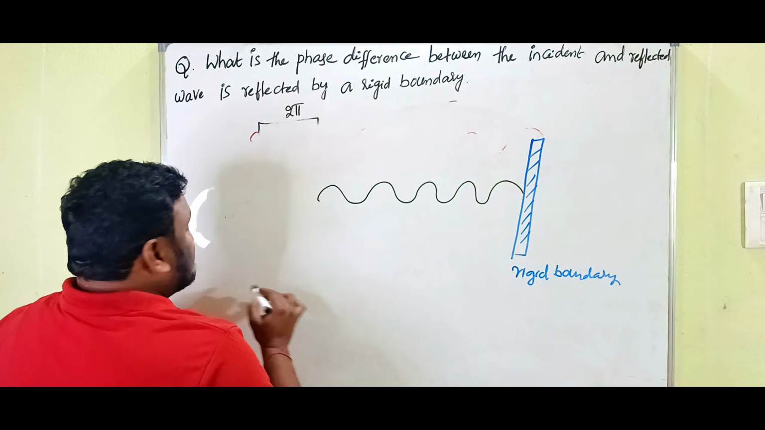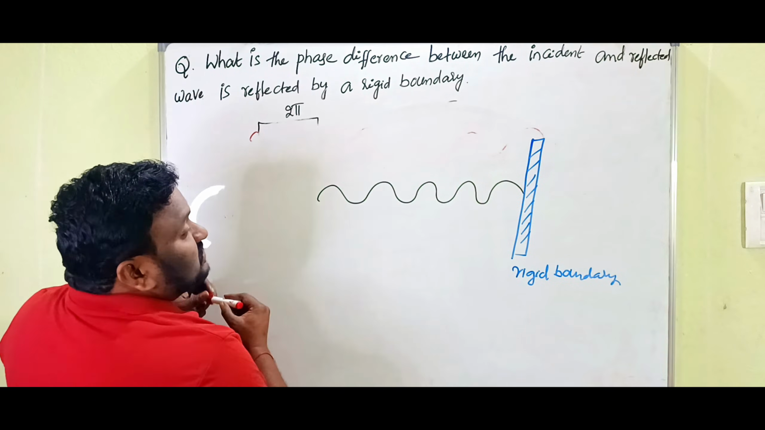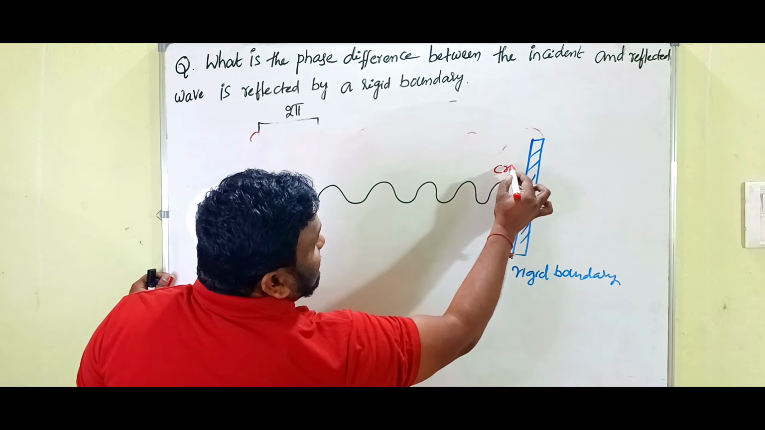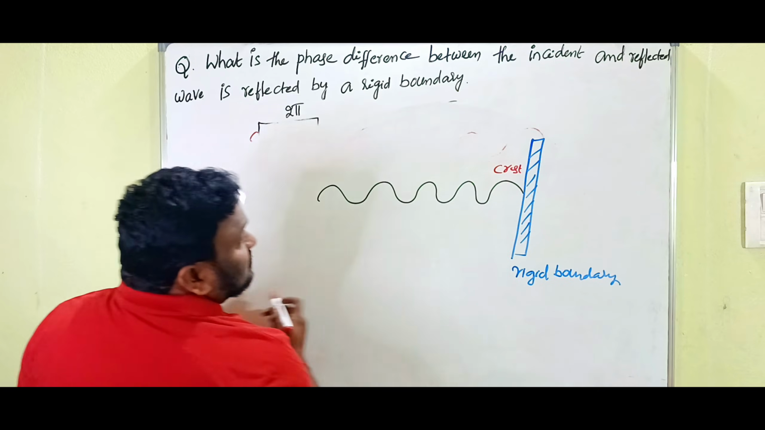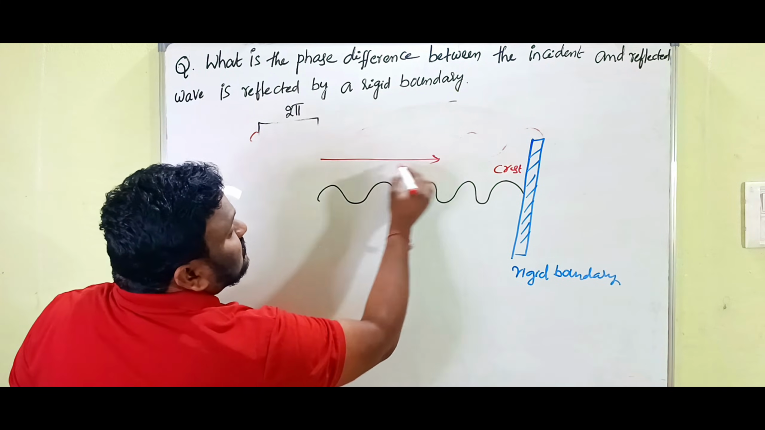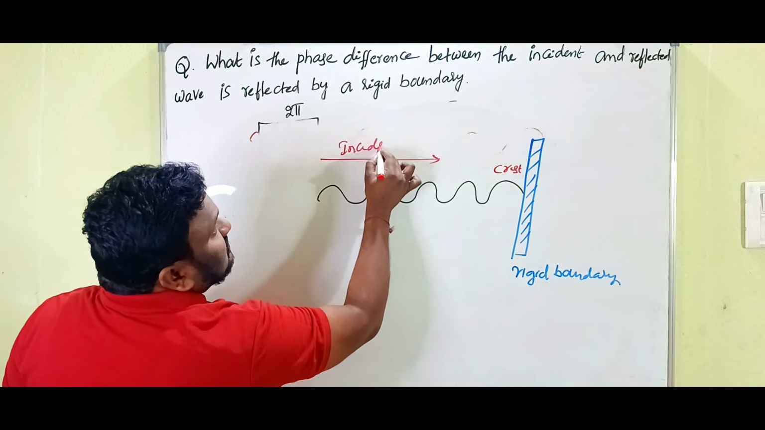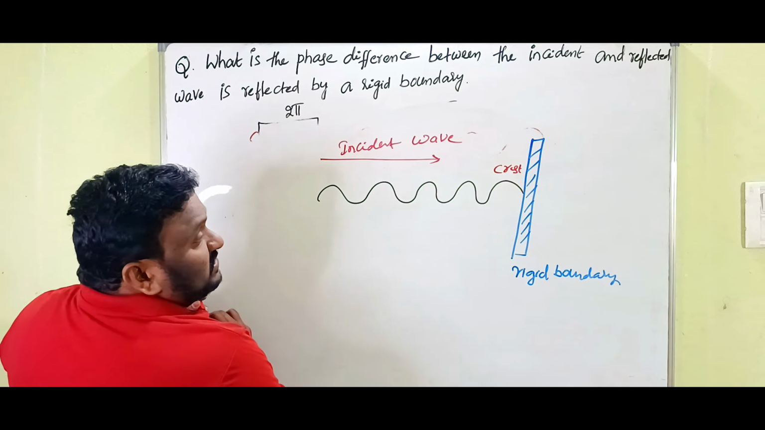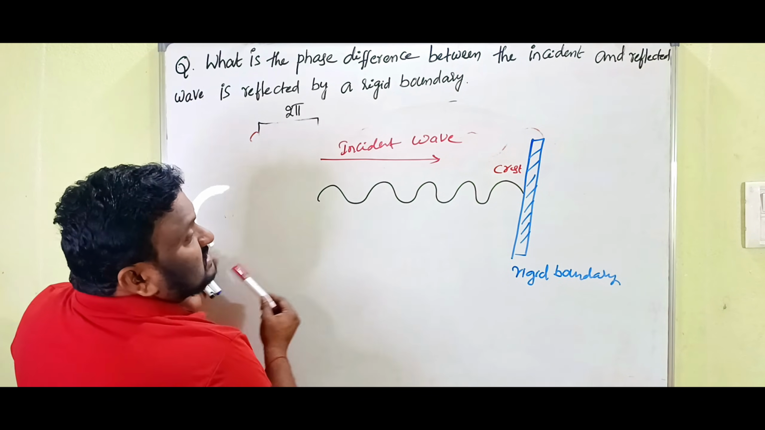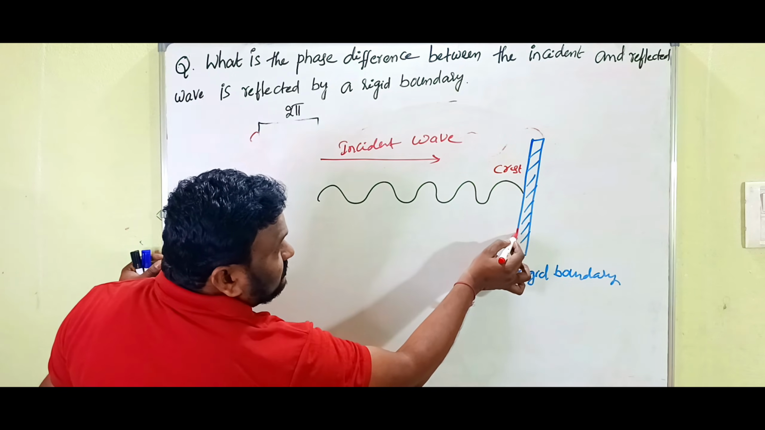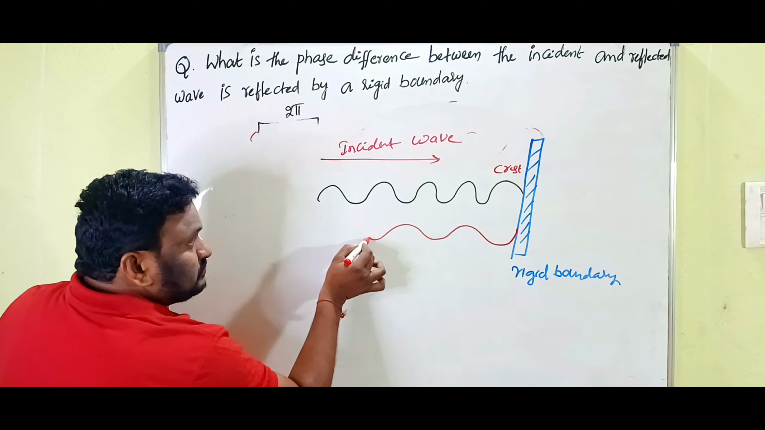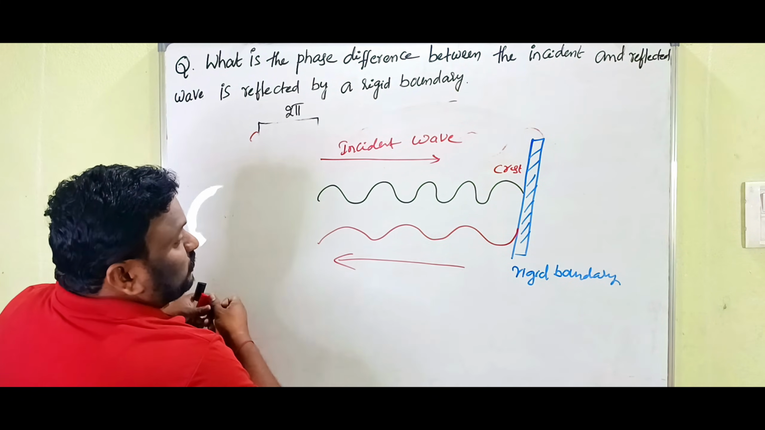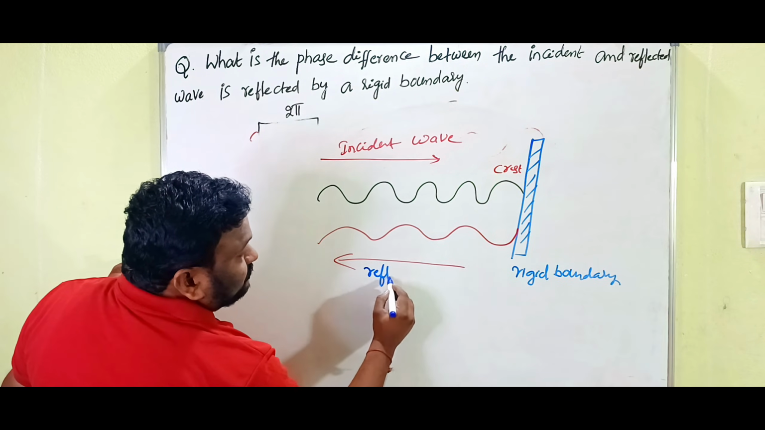On the transverse wave, you have to observe which portion of the wave is falling on the rigid wall. So this is, children, the crest. The crest is falling on the rigid boundary or rigid wall. And this wave is the incident wave. When the wave is incident on the rigid wall, obviously it is reflected. It is reflected like this. Now this is the reflected wave.